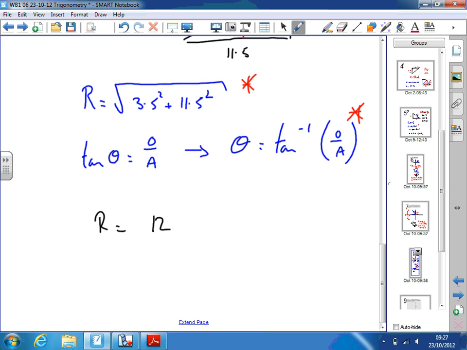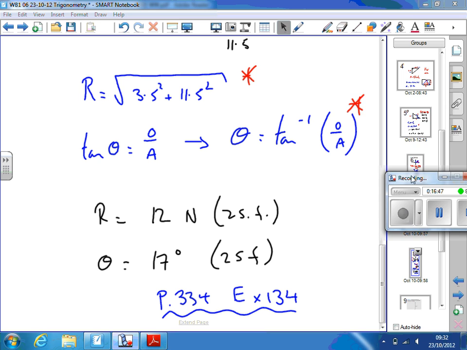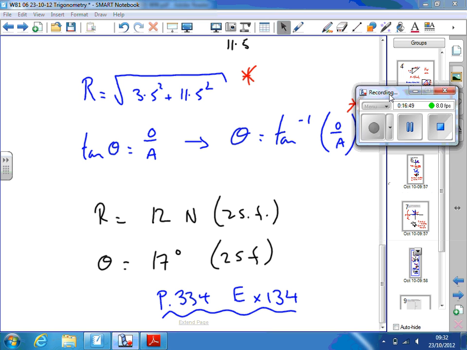12, rounded to two significant figures. So 12 newtons to two significant figures, and theta 17, to the nearest degree. Sounds about right. So now try page 334, exercise 134.